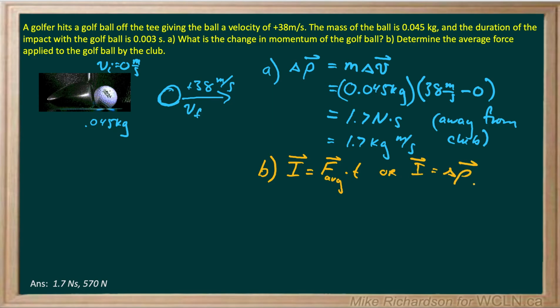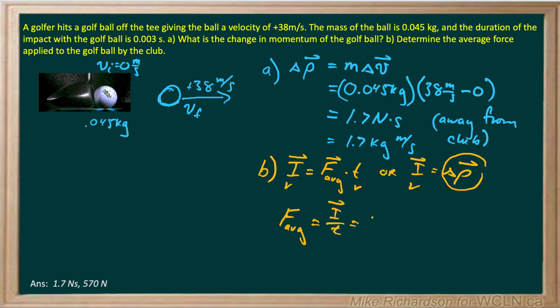They're equivalent. Well, I've already got my change in momentum. My change in momentum is positive 1.7. So I actually know what the impulse is. So now when I go into my impulse is force times time equation, I know what I is. They tell you the time of contact with the club is 0.003 seconds, and I'm searching for the average force. So my average force will be impulse divided by time.